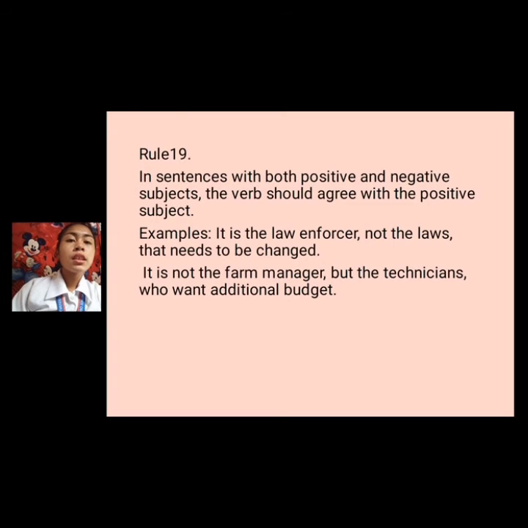Rule number 19. In sentences with both positive and negative subjects, the verb should agree with the positive subject. Examples: It is the law enforcer, not the laws, that needs to be changed. Second example is, it is not the farm manager, but the technicians who want additional budget.